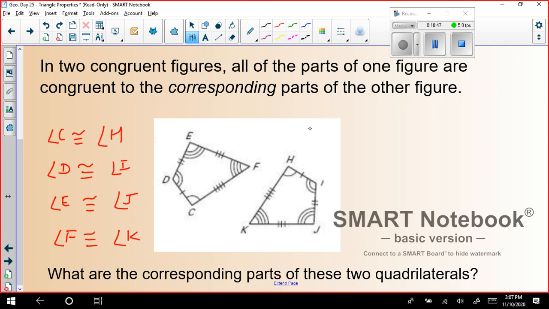Now sides, I have DC, which is congruent to, with one hash line, HI. Then I have ED, congruent to, with 2 hash lines, IJ.